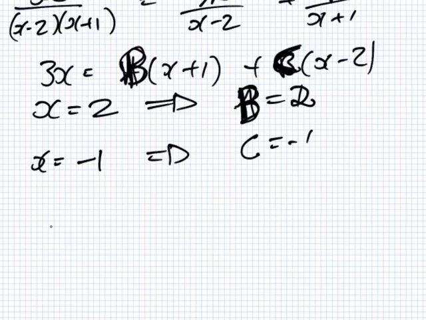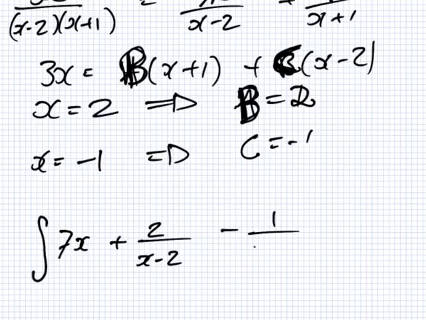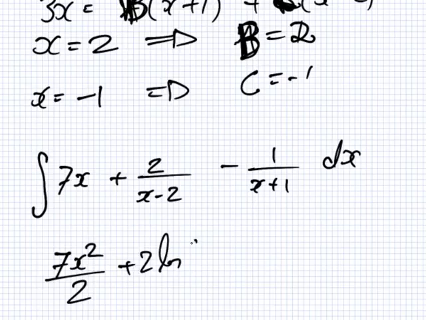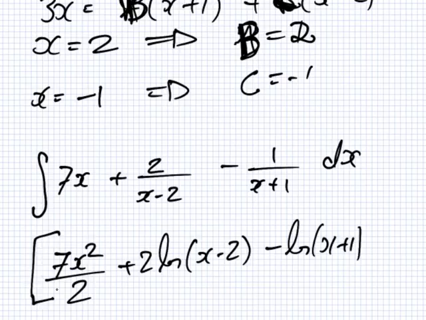So now our problem is we want to integrate this, 7x plus b over x minus 2 plus c over x plus 1. Well, that's really nice. Really nice. Because this will be 7x squared over 2 plus 2 log x minus 2 minus log x plus 1. And what are the limits? 3 and 5.